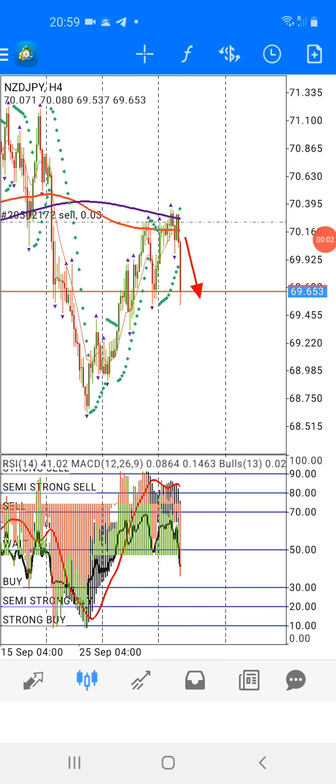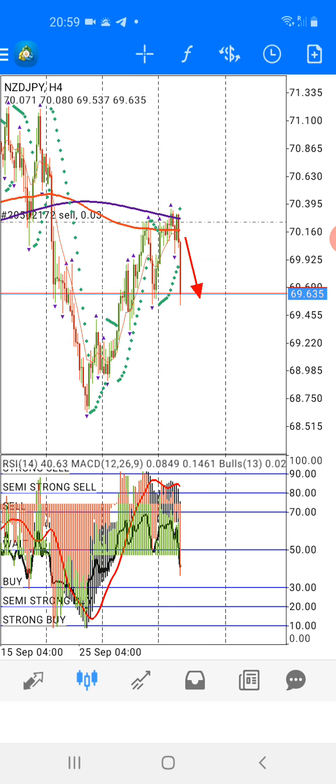Hello guys, this is the powerful nature of the support and resistance strategy which I tutored in that video. I'll be making more uploads, and of course how to use it in different time frames, and also how to use it together with these indicators.